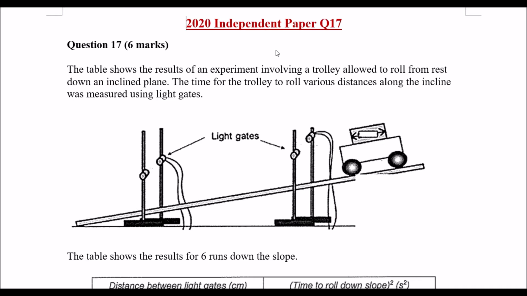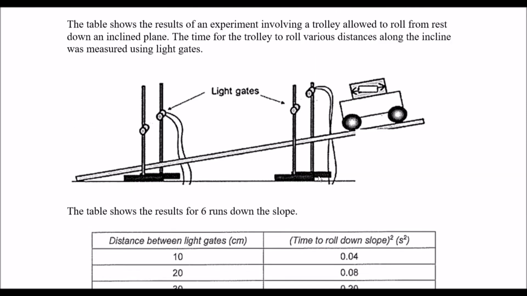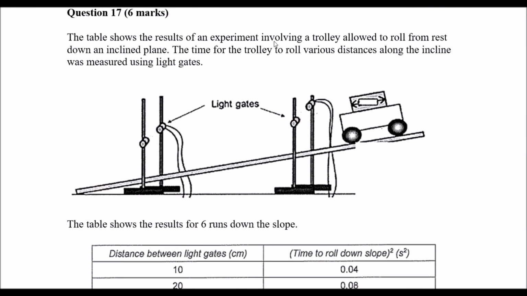Today we'll be going through an exam question for kinematics. As you can see here with this diagram, we have a table of results down here. And we're performing an experiment where a trolley is rolled from rest, which means our starting velocity is 0, down an inclined plane.